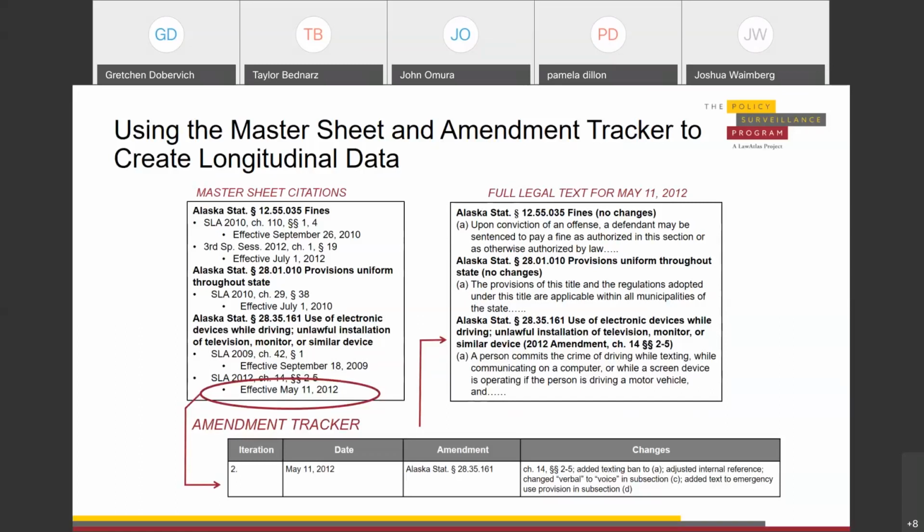There's going to be one version of the legal text for every iteration included in the amendment tracker. So in this example here, there would be 3 legal texts for Alaska. How the law looks on January 1st, 2011, which would be the start date of the project, for example. How the law looks on May 11, 2012, and then finally how the law looked on July 1st, 2012, when that third amendment came into effect in 12/55/035.